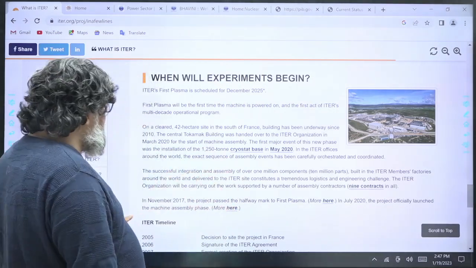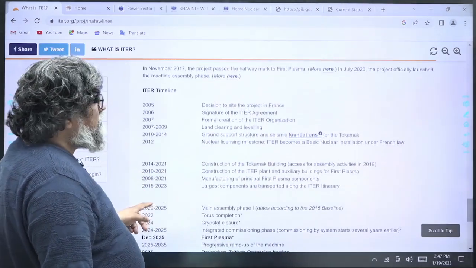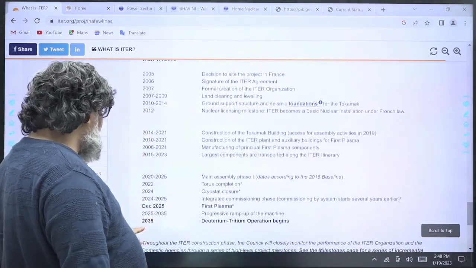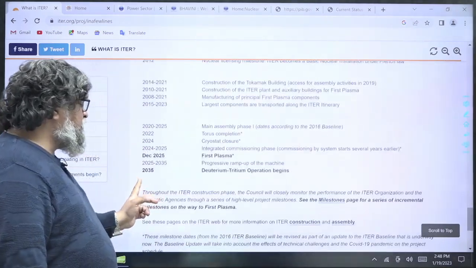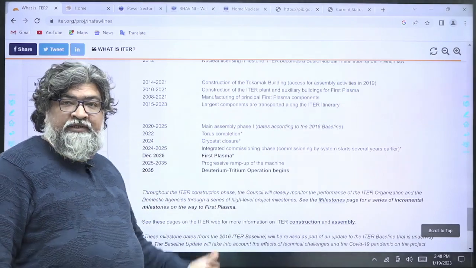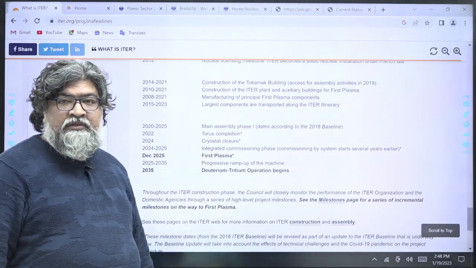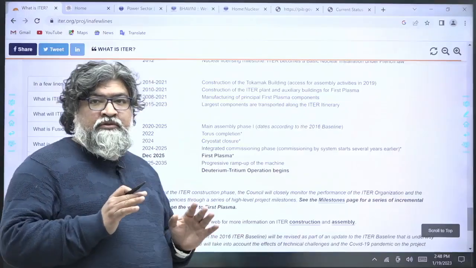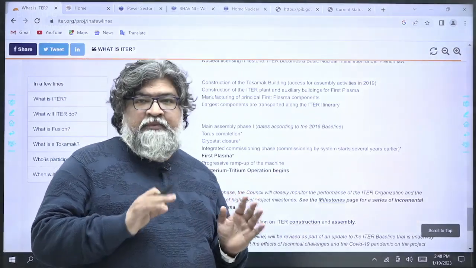If we are also helping to contribute in that. So that is what we find, the timeline is there: 2035 the operation will begin. It's very clearly given on the website. So one area of question could be this. This you have to keep in mind.